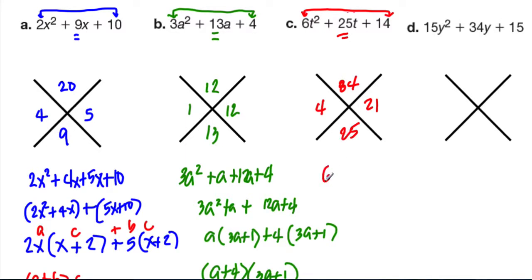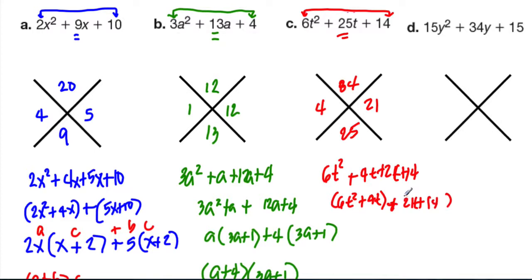So this becomes 6t squared plus 4t plus 21t plus 14. Using the grouping method, this becomes 6t squared plus 4t plus 21t plus 14. I forgot the t here. And I group that as well.